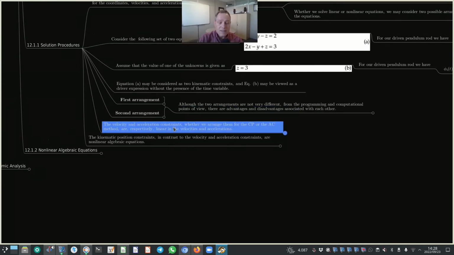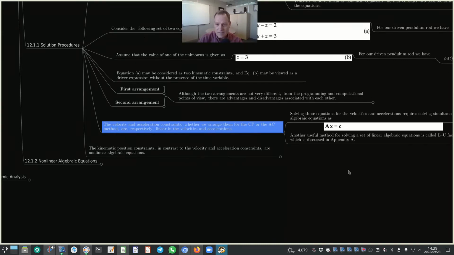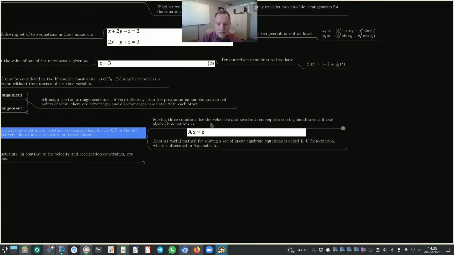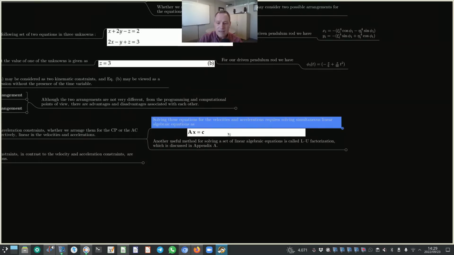Now the velocity and acceleration constraints, whether we arrange them for the coordinate partition or the appended constraint method, are respectively linear in the velocities and accelerations. This is a repeat of what we said earlier. Okay, solving these equations for the velocities and accelerations requires solving simultaneous linear algebraic equations in the form AX equals C.